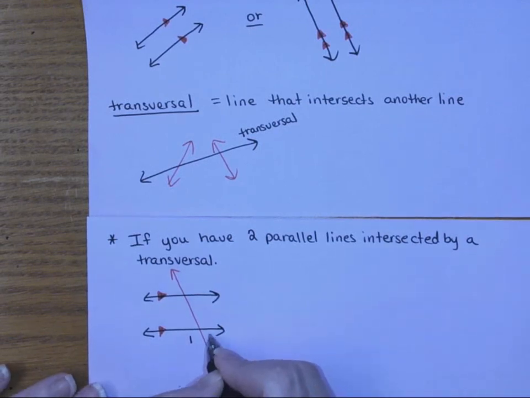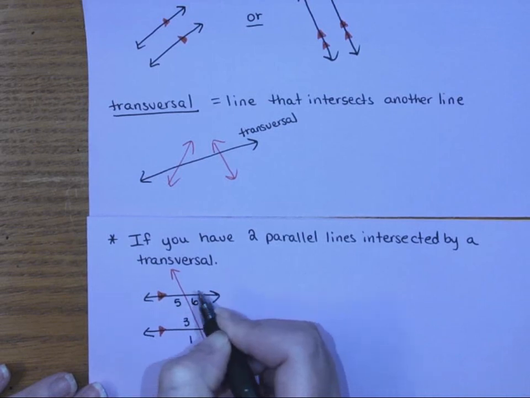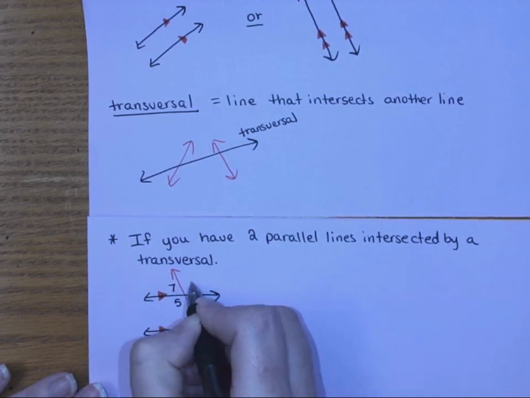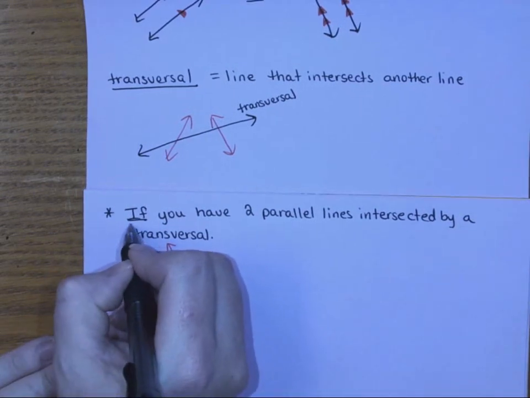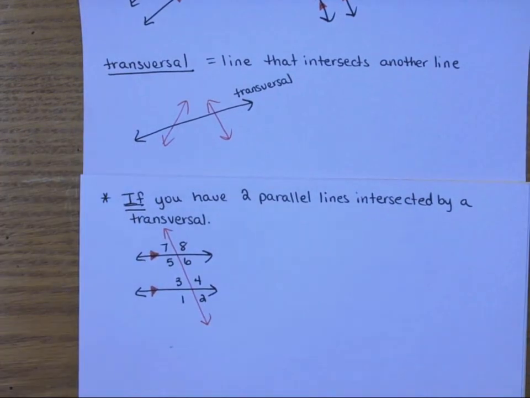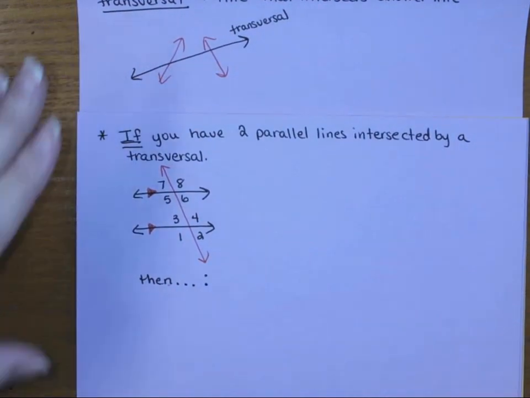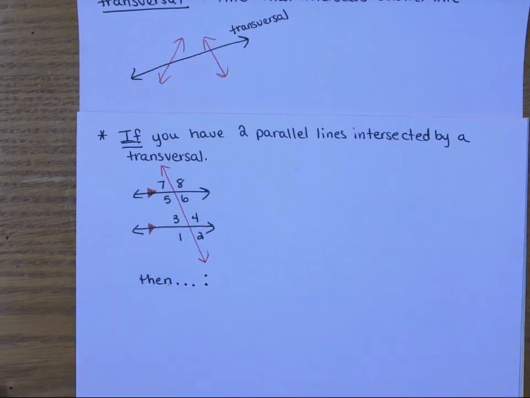And let's say that I started numbering the angles at the bottom. Which isn't the traditional way that I would number them, but I don't want you to get too used to how they are numbered. Alright, so I'm going to underline this if word. Okay, so if you have parallel lines cut by a transversal, then the following is true. So I'm going to say then, because there's a lot of things we're about to say. Okay, and we're going to keep referring back to this picture here.